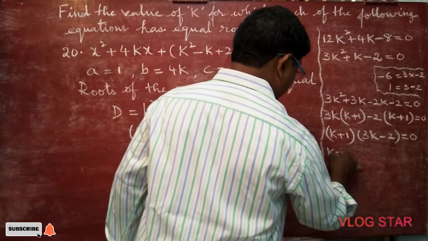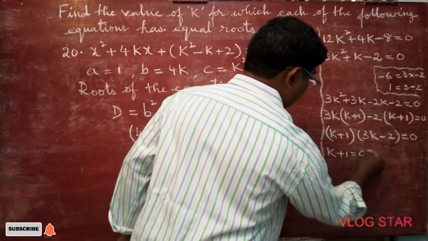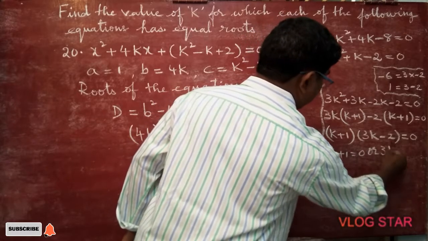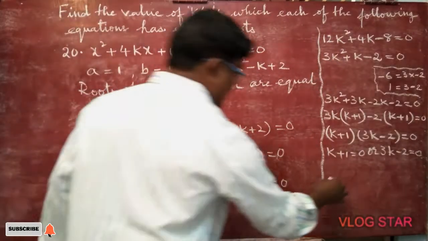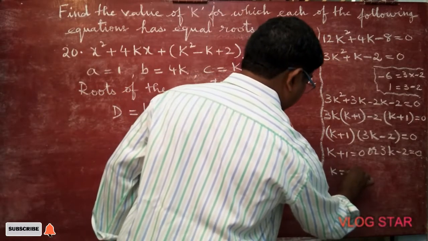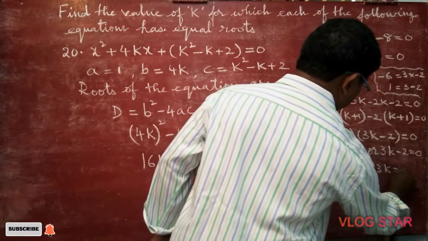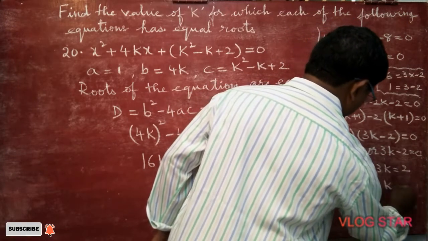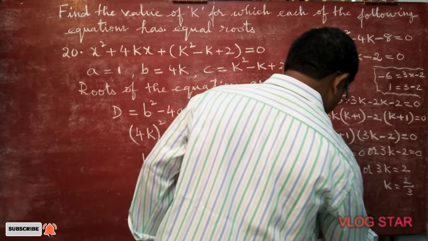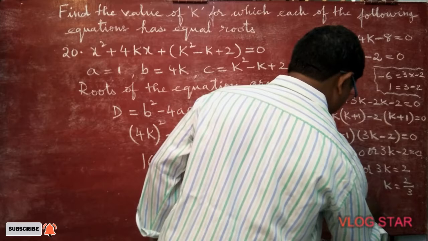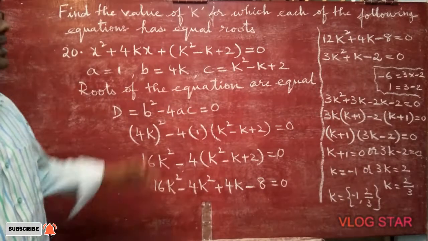When will it be 0? When k plus 1 is equal to 0 or 3k minus 2 is equal to 0. Now k is equal to plus 1 goes that side, minus 1, or 3k is equal to minus 2 goes plus 2, so k is equal to 2 by 3. So what are the values of k? k is equal to minus 1 comma 2 by 3. This is the way of solving the problem.